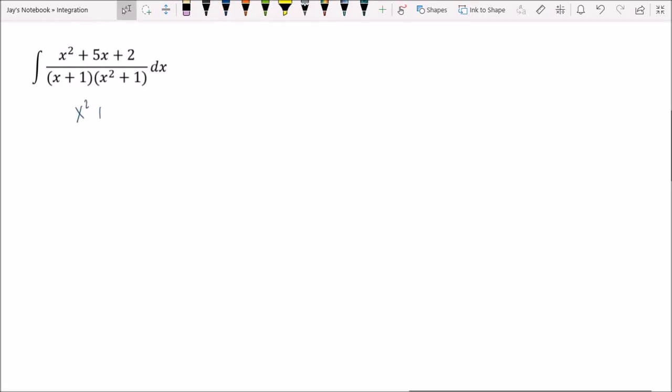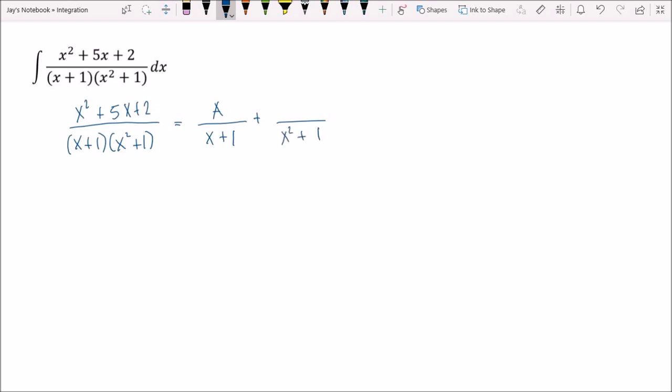x squared plus 5x plus 2 over x plus 1 times x squared plus 1. So we can rewrite this into a partial fraction. We have first A over x plus 1 plus. And take note, we have only one exponent, so you have x plus 1 raised at the first degree. Then we also have the other one, we have x squared plus 1.